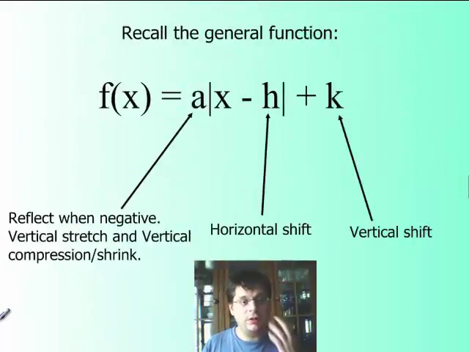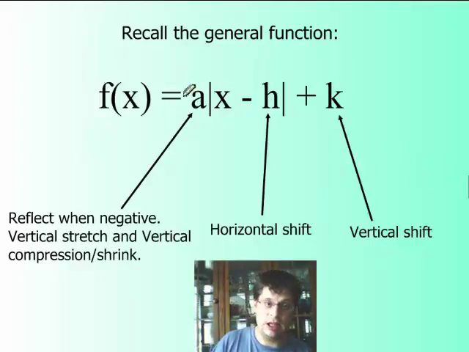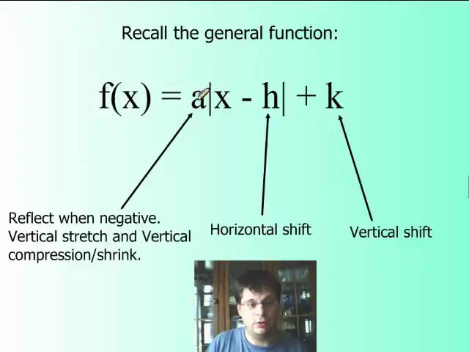Okay, now recall the general function. Now this is different from the parent function. The general function is just how all the different pieces work as far as our transformations are concerned. We have our a value, which deals with our reflection when a is less than 0, when it's negative, and deals with our vertical compressions and our vertical stretches. So that always is in front.